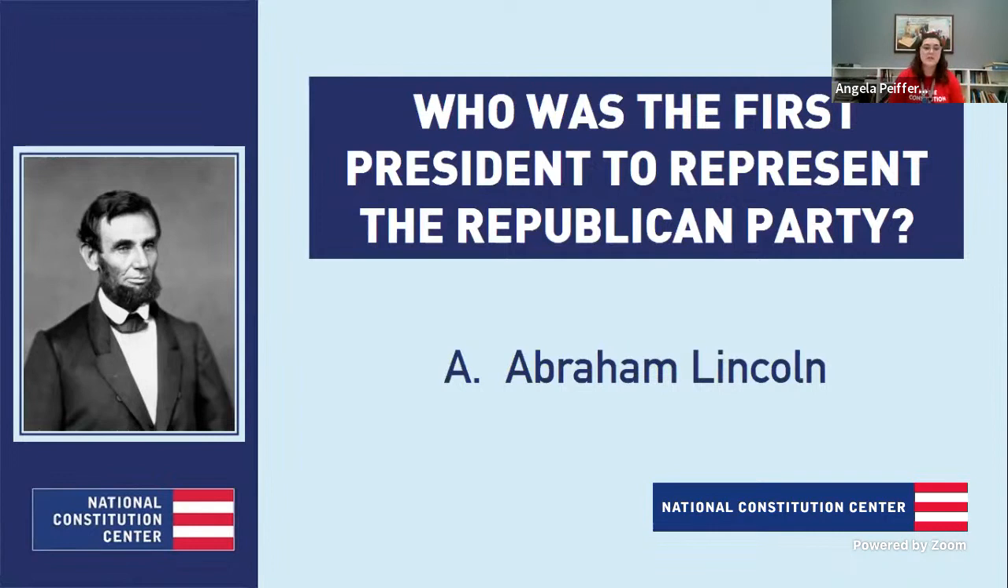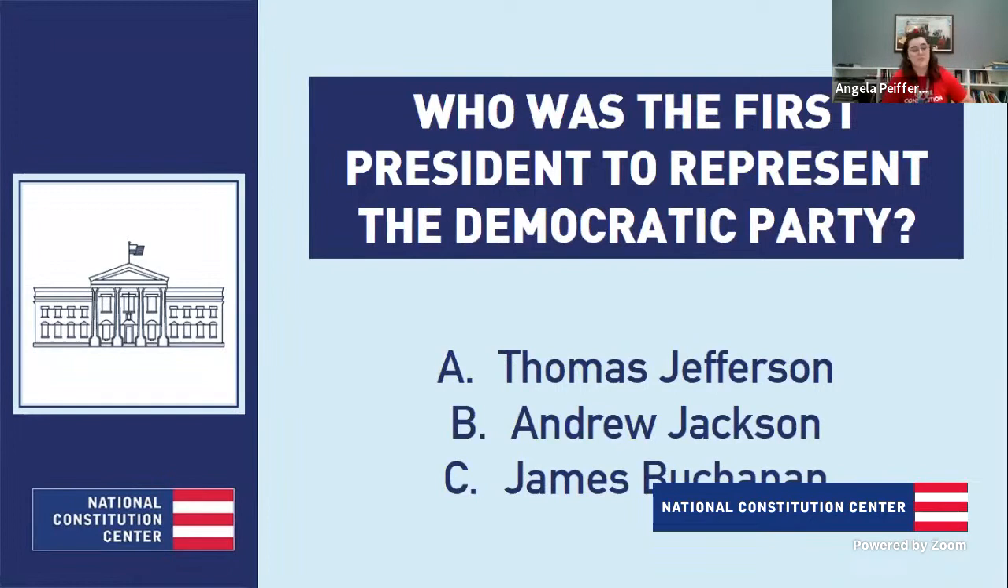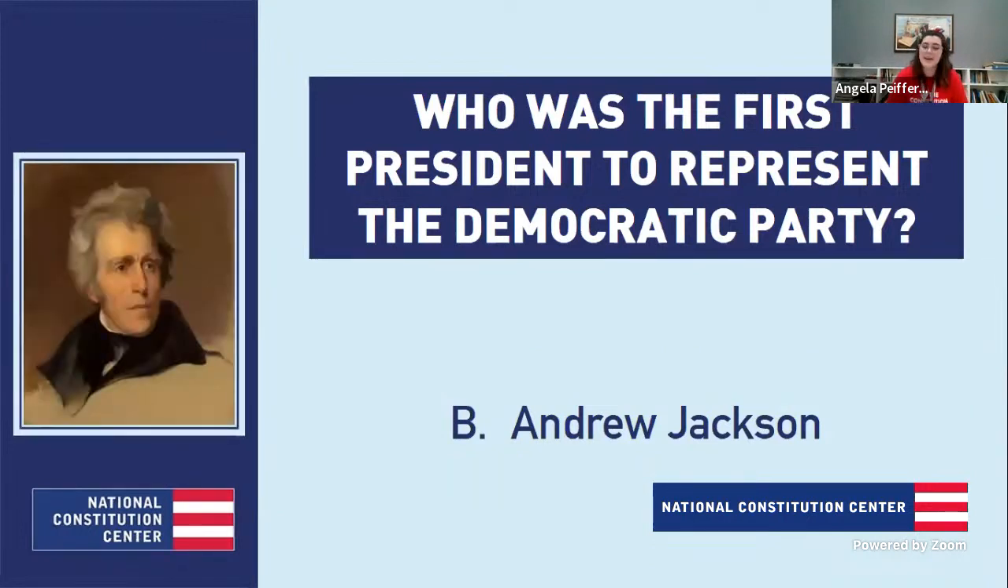And now, of course, since we found out who the first president to represent the Republican Party was, we, of course, have to figure out who was the first president to represent the Democratic Party. Our options here are A, Thomas Jefferson, B, Andrew Jackson, or C, James Buchanan. Once you think you know it, feel free to drop A, B, or C in that chat. All right, I'm seeing some A's. Let's see, what will it be? B, Andrew Jackson would be the first president to represent the Democratic Party.